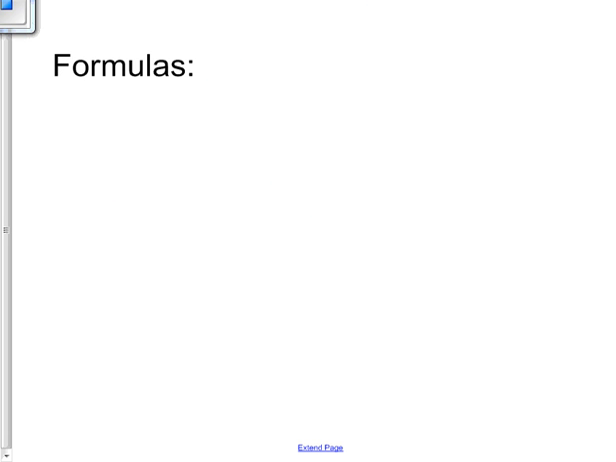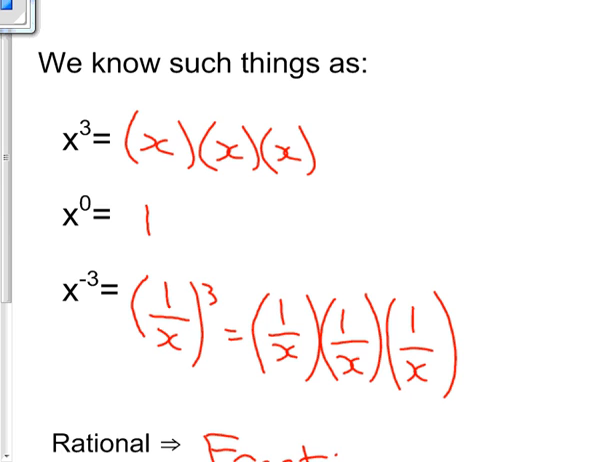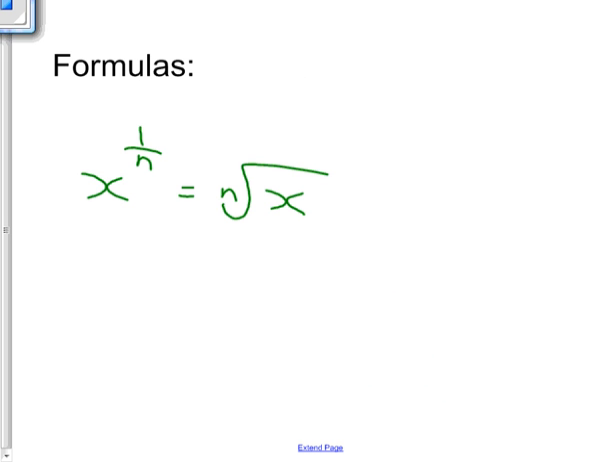So we have a couple formulas here. X to the 1 over n equals the nth root of x. There's a whole big proof, but I don't really feel like showing you guys. Also, if we have a number x raised to the power of m over n, do we have something on top of our fraction, like a 3 over 4 or a 2 over 3? That is equal to the nth root of x to the m.